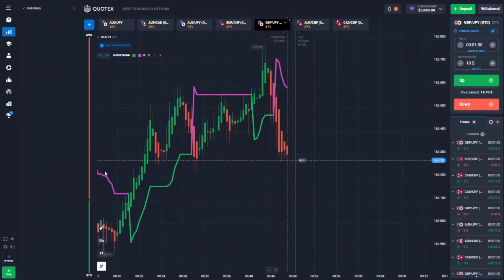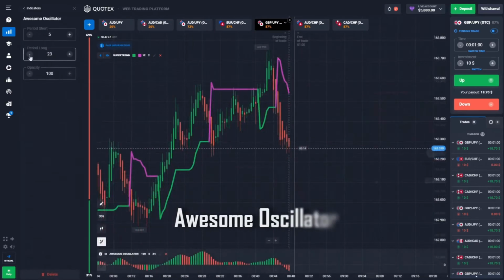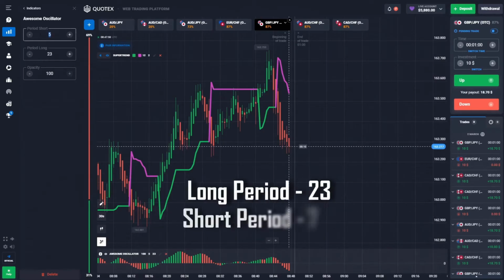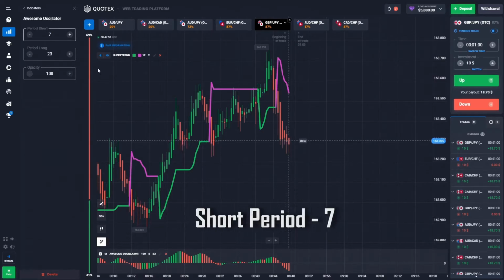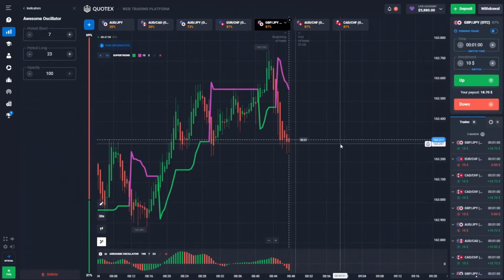Then, let us add our second trading indicator, the Awesome Oscillator. Let us change its long period to 23 with a short period of 7. As we can see in the chart, Awesome Oscillator detects price market momentum and affirms possible trends or trend reversals.